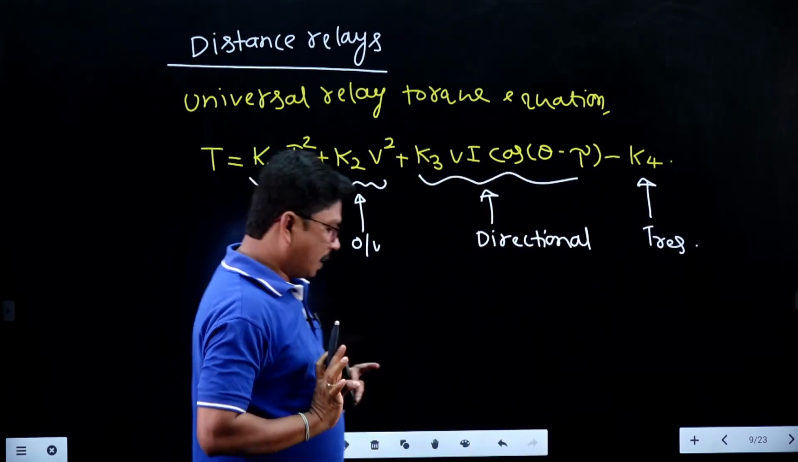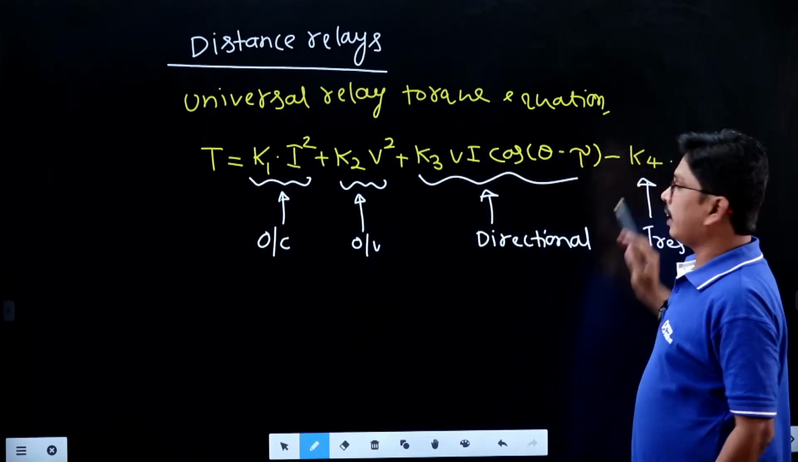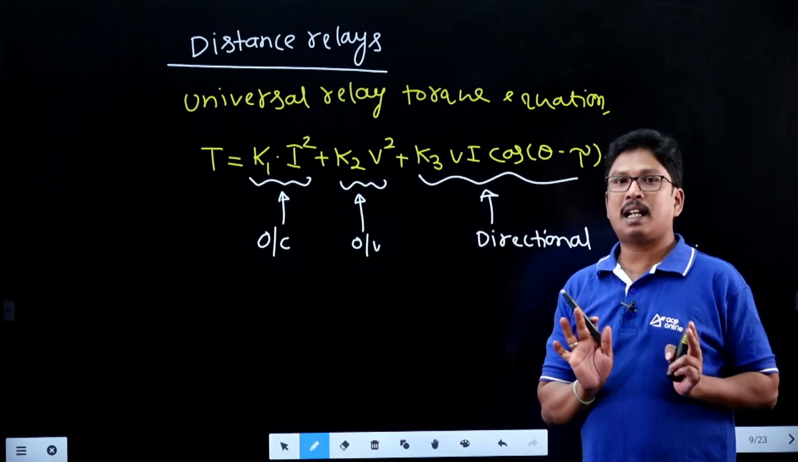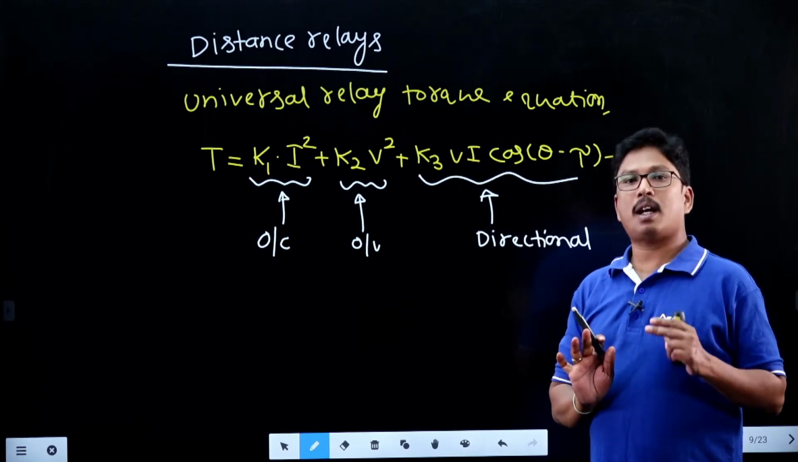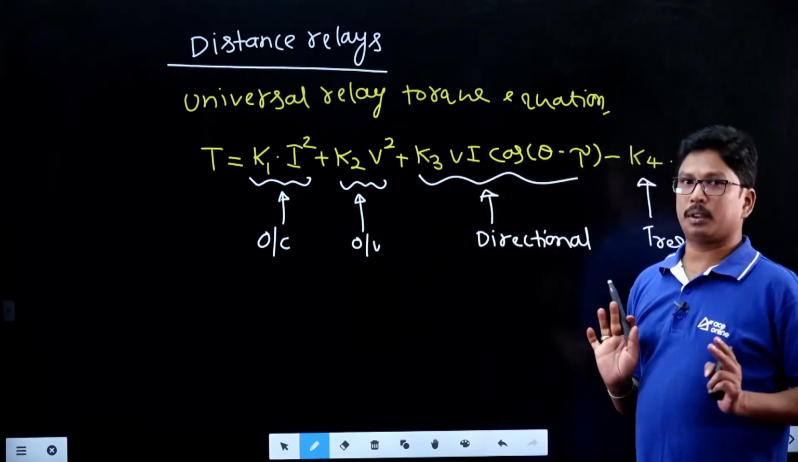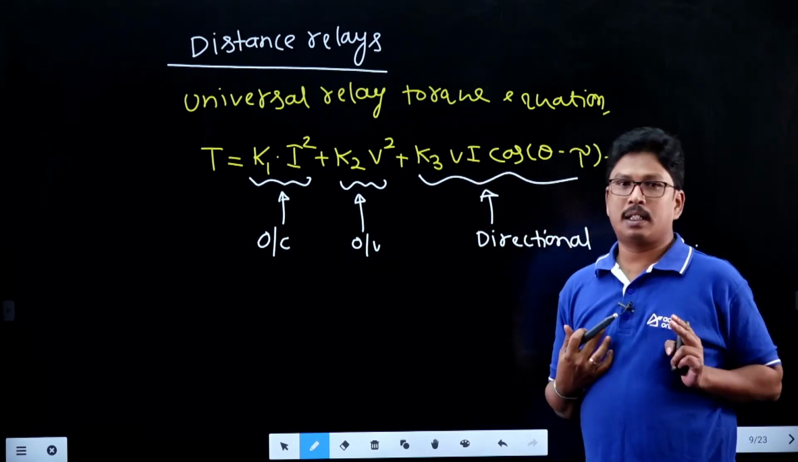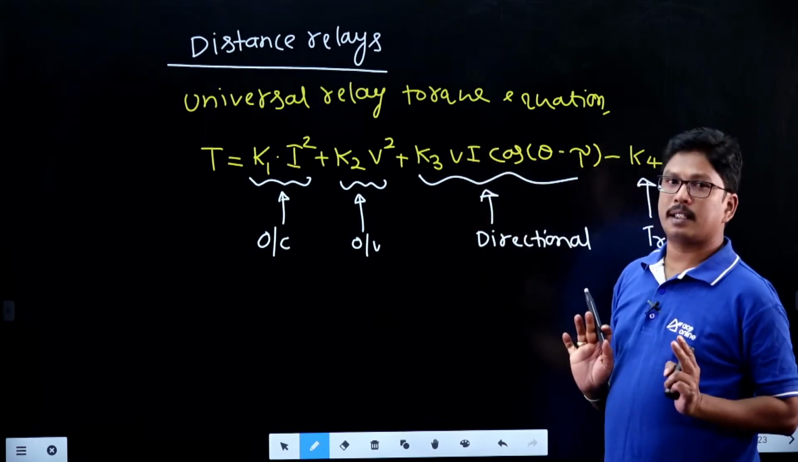Clear? So in case of the distance relay, the restraining torque is not provided by a spring. The restraining torque will be provided by either voltage or current or a combination of both, or we can say it is provided by the directional unit in case of distance relays.